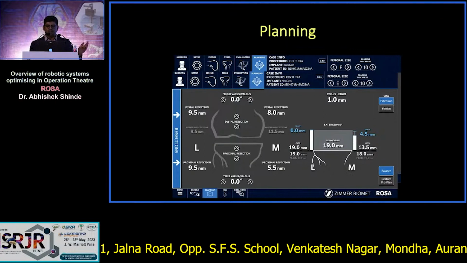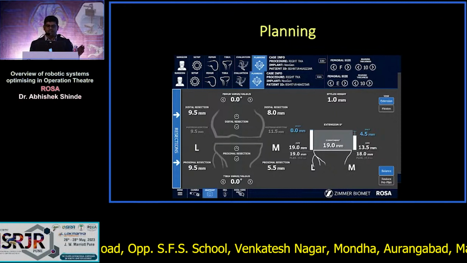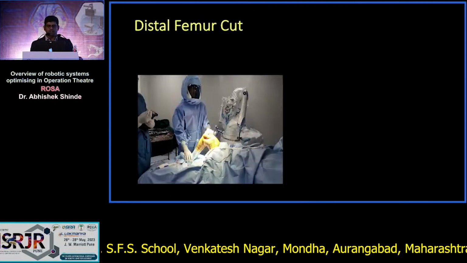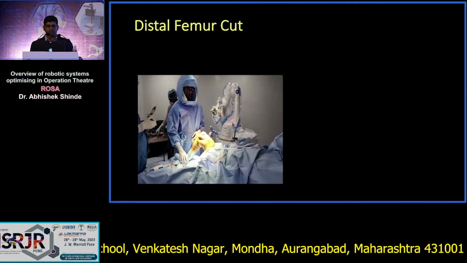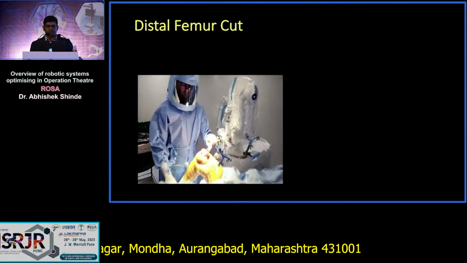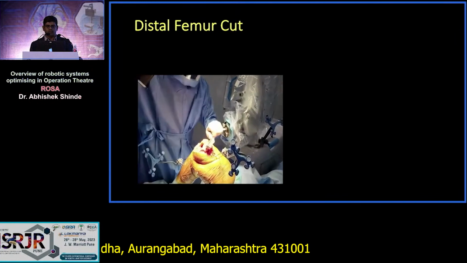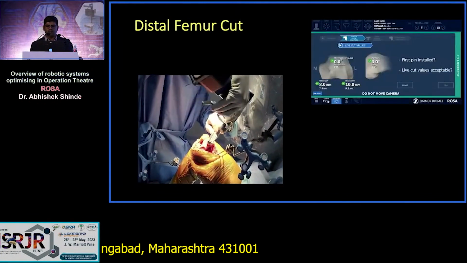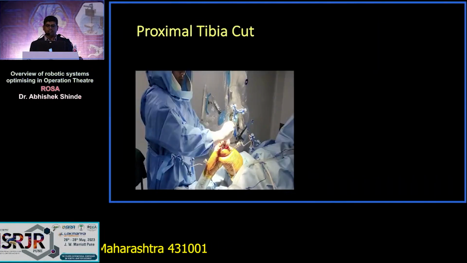You have to balance on the lateral side, preferably 19 mm both in flexion and extension. Once that is done, you can do the distal femoral cut. The distal femoral jig will come and sit, first in automotive and then collaborative mode. Once you are happy with the live cuts value, you can take the cuts and then you can revalidate it.